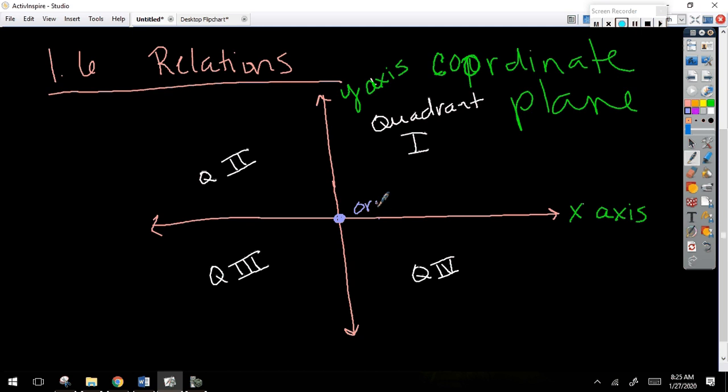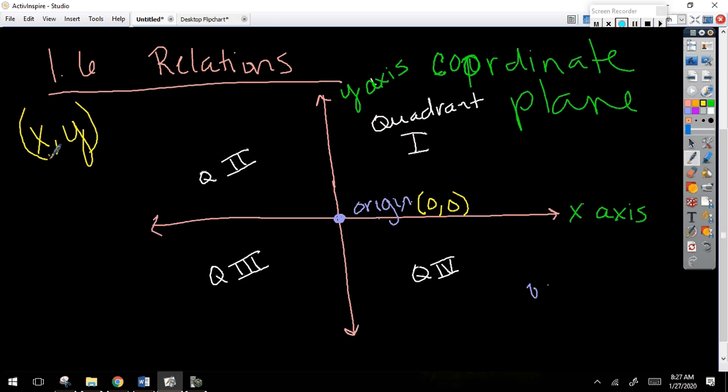And when we name points in the coordinate plane, how do we name them? In other words, how might I name this point, the origin? X and Y, that's exactly right. So (0, 0). Whenever I name points, the X always comes first, followed by the Y.